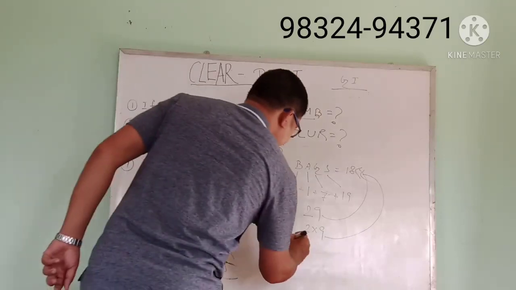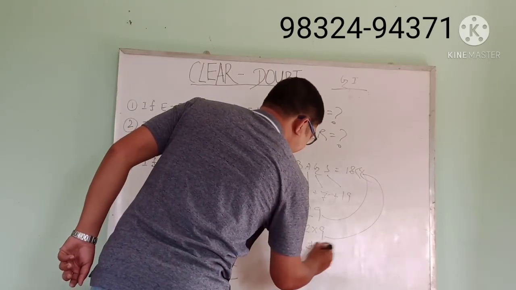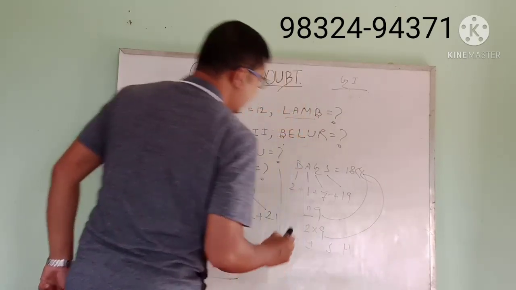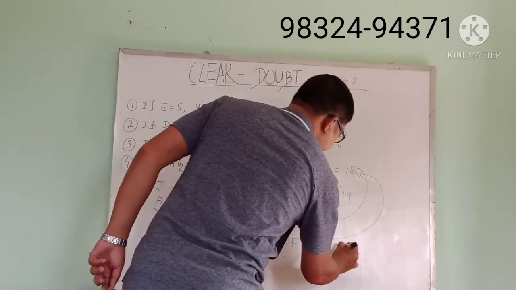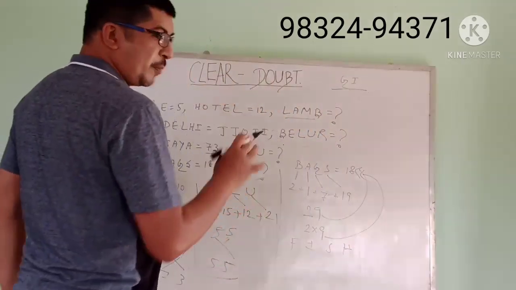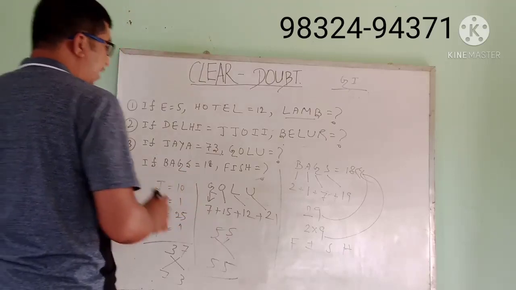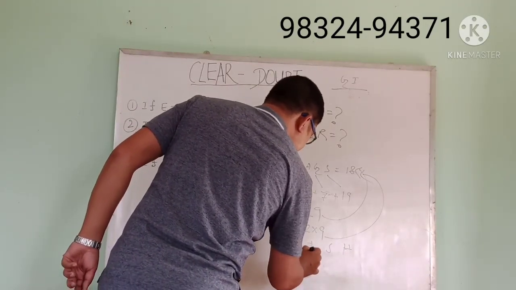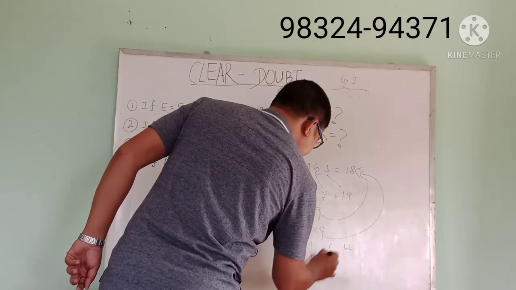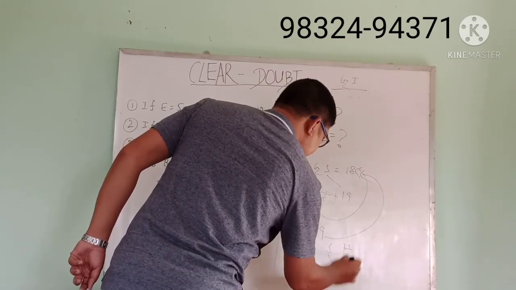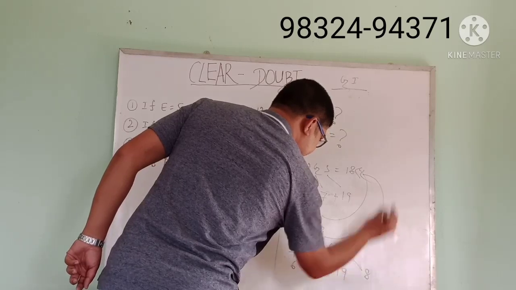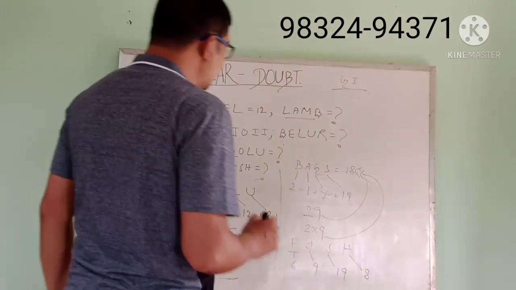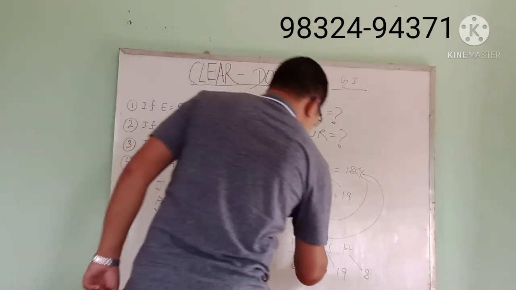Next is FISH. Find the value of FISH. First put the letters of FISH. The forward place value of F is 6. The forward place value of I is 9. The forward place value of S is 19. The forward place value of H is 8. So 6, 9, 19 and 8. We add all of this.